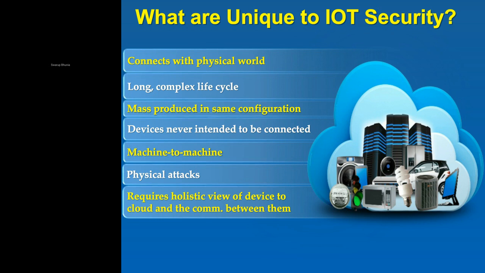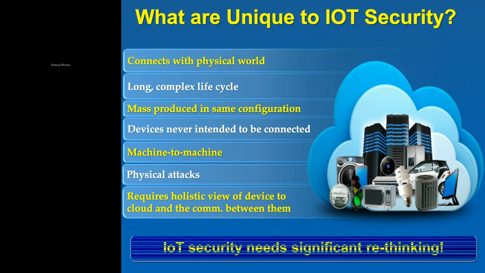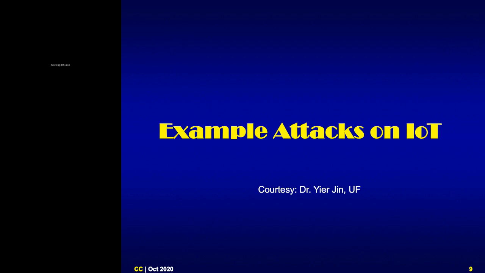I talked about physical connections with the physical world. But that also makes it vulnerable to physical attacks, which means that the attacker can physically modify the device. I'll give you an example of that later. And finally, we need to have a holistic view of IoT security as opposed to really looking into the security of edge devices or security of cloud or security of communication. Because any weak link in the whole architecture I talked about can compromise the entire IoT security, and that means it requires a significant rethinking on how IoT can be secure.